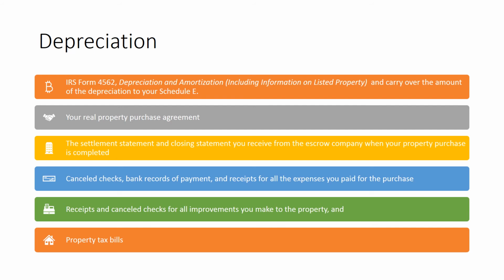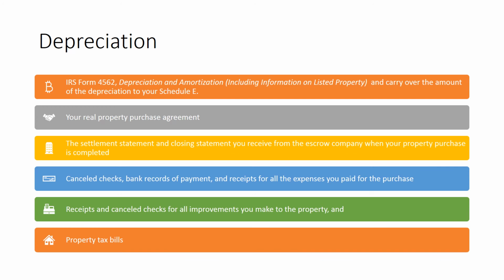This includes your real property purchase agreement, the settlement statement and closing statement you received from the escrow company when your property purchase is completed, canceled checks, bank records of payment, and receipts for all the expenses you paid for the purchase. Receipts and canceled checks for all improvements you make to the property and property tax bills.